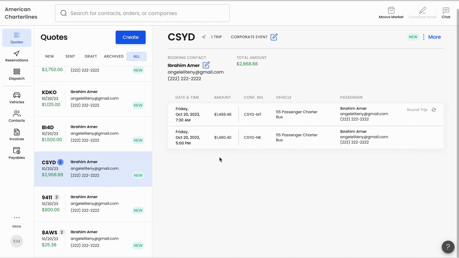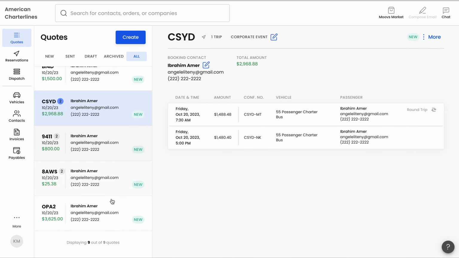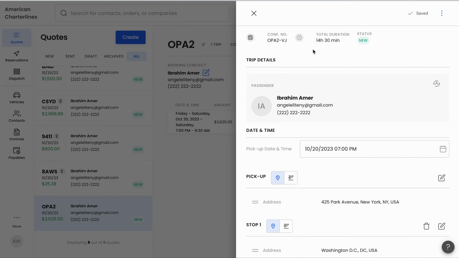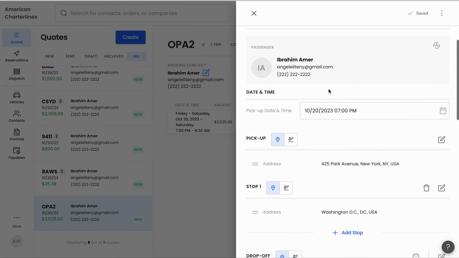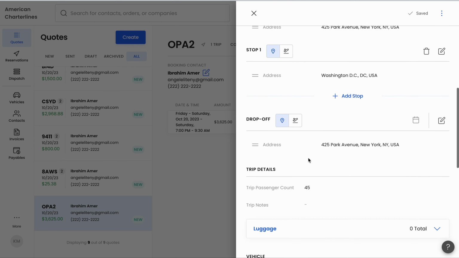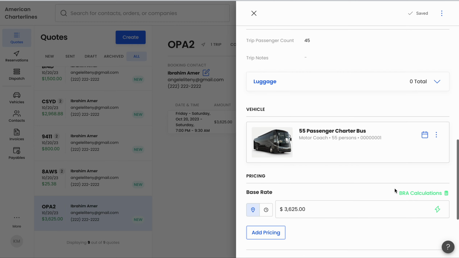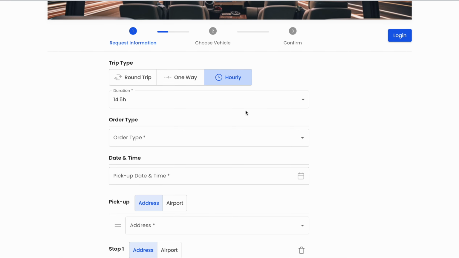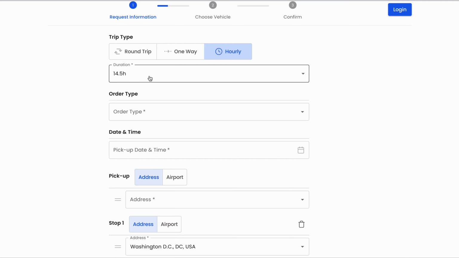So if we look at this trip here, OPA2, this is a 14 and a half hour trip, right? And 425 Park Avenue, going to Washington, D.C., leaving, going back to 425 Park Avenue, and we look at the BRA, it's calculated hourly. So let's just go into the hourly here, okay? And if we look at it, we're asking the customer, I think, a little bit too much here, right?